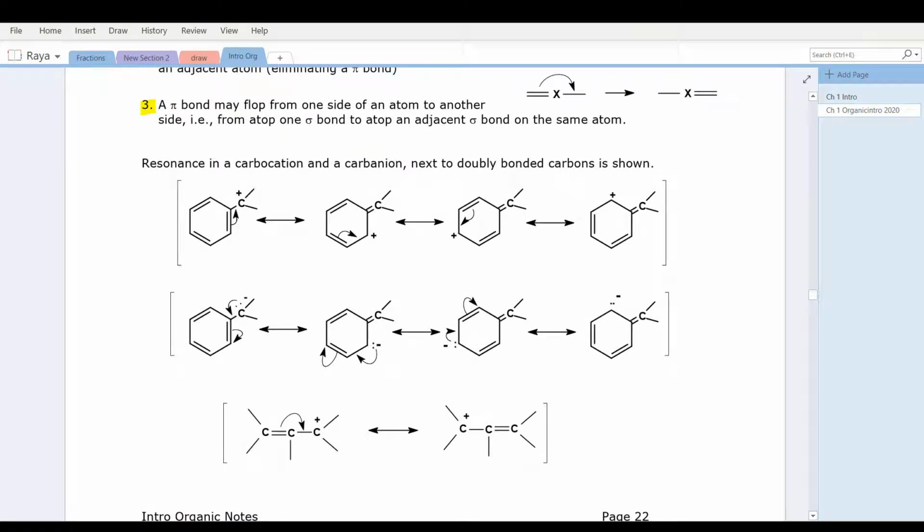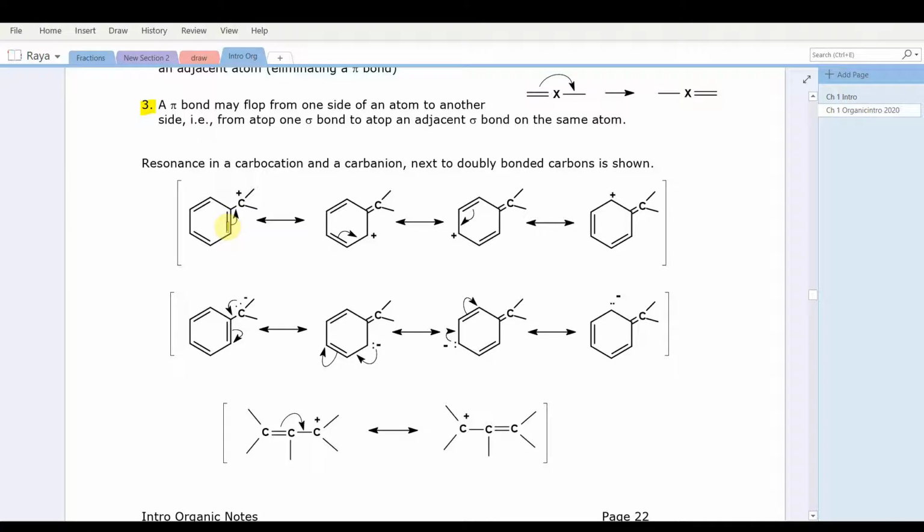Here's how we draw resonance structures. First of all, resonance structures are placed inside square braces, and the resonance structures are joined by two-way arrows. This is not the equilibrium arrow. Consider the first case. A carbocation, immediately attached to an aromatic ring. This is called a benzylic carbon. It happens to be a carbocation.